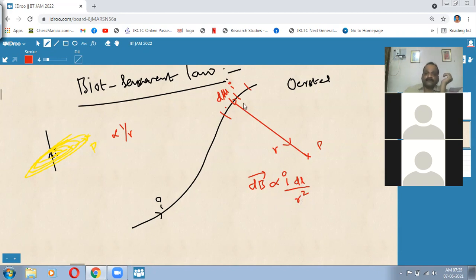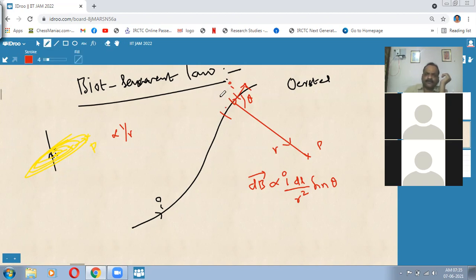One more thing they have observed, which we cannot guess: it is proportional to sine of the angle between the current element and this radius vector. Proportional to sine theta. Write down. Draw this figure and then write down. Consider a small element of length dl.